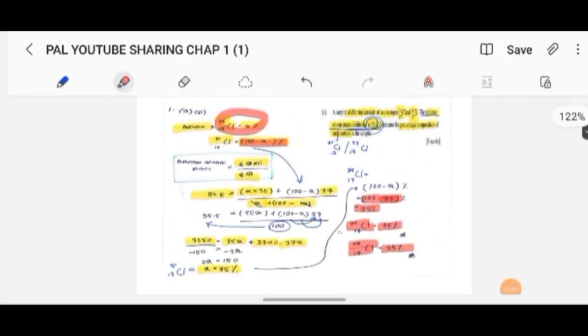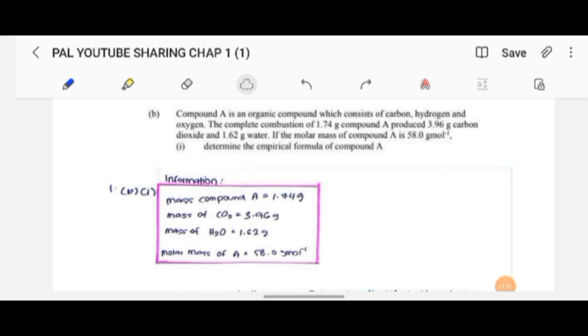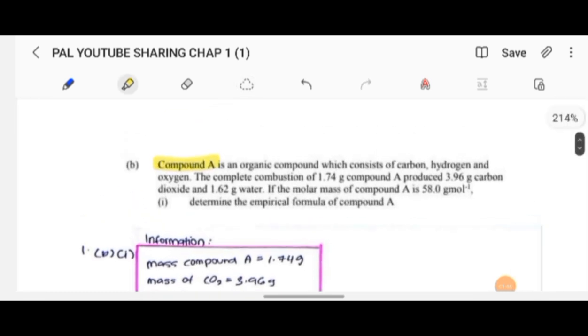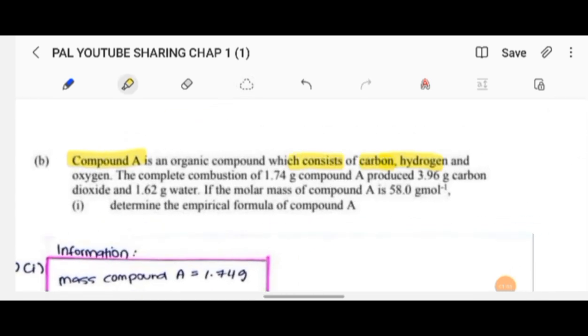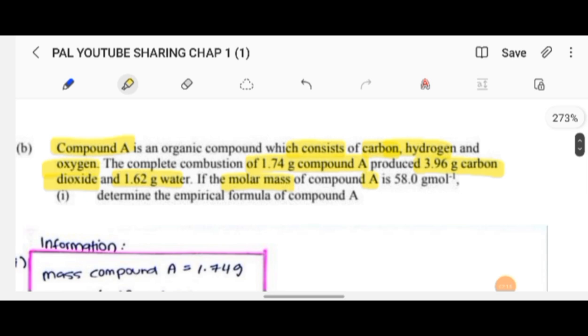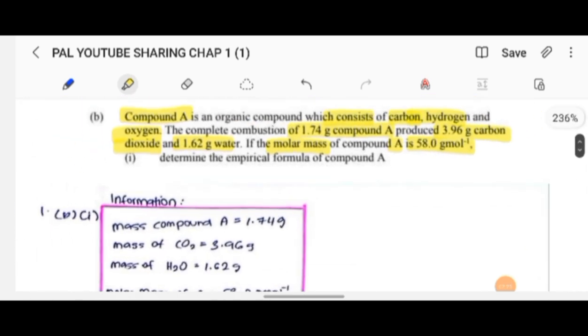For the next question, it stated that compound A consists of carbon, hydrogen, and also oxygen. The complete combustion of 1.74 gram of compound A, which is the mass of compound A, produces 3.96 gram of carbon dioxide and 1.62 gram of water, and the molar mass of compound A is 58 g/mol. The question asks us to determine the empirical formula of compound A.